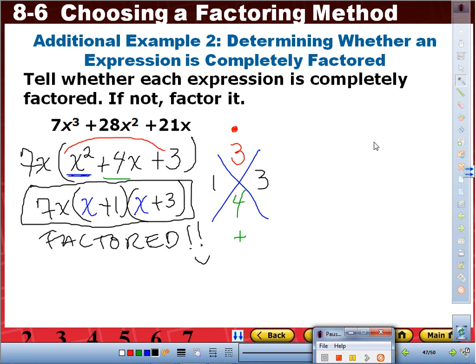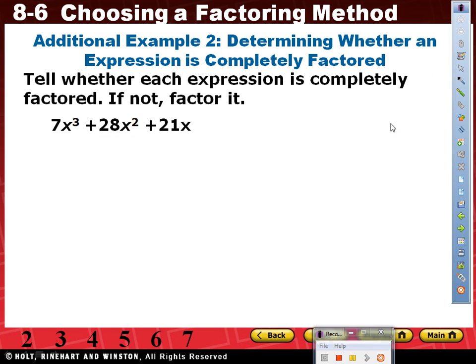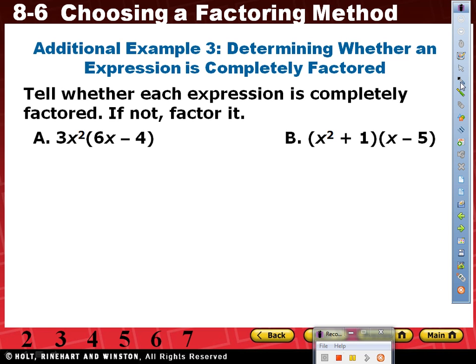Okay, here we go. Copy this next one down. Example number 3. Example 3, A: 3x squared, open parentheses, 6x minus 4, close parentheses. And for B, we have x squared plus 1 times x minus 5. Copy those, please. As soon as you're done, we'll do them together.